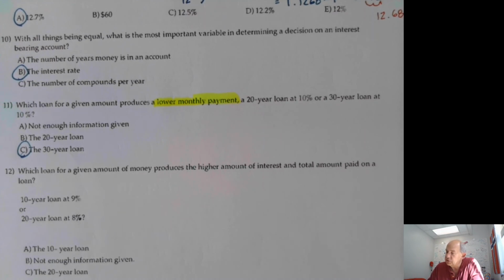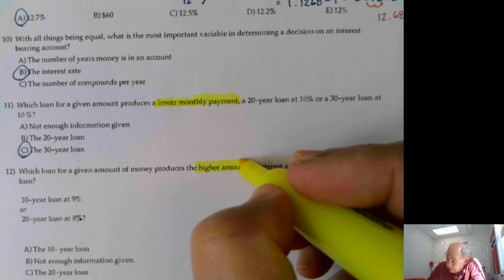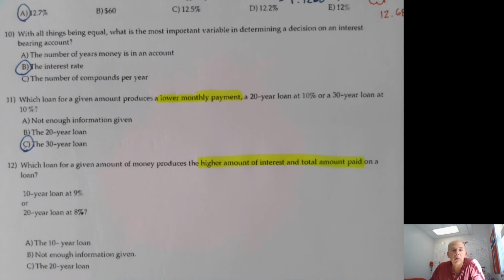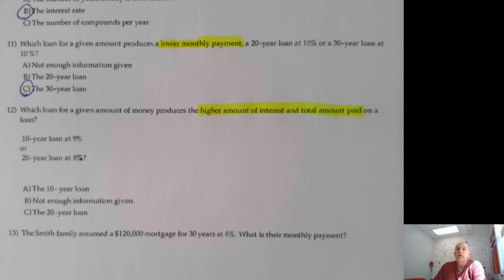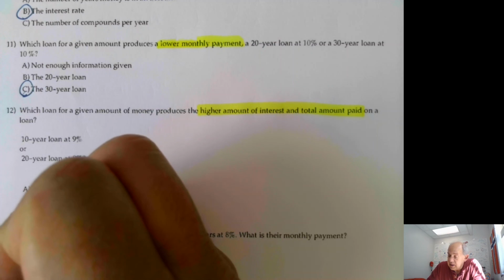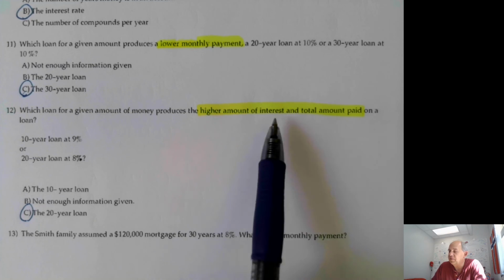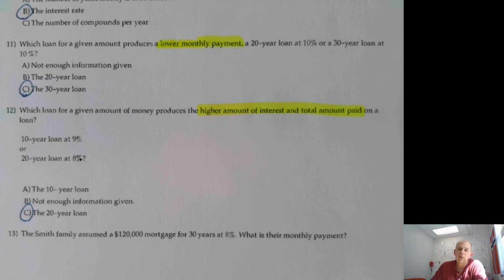Let's take a look at this one. Which produces a higher amount of interest and total amount paid, a 10-year loan or a 20-year loan? The higher amount you have to pay back on the loan, including the interest, is the longer loan. You're borrowing the money for a longer period of time. You're renting the money for a longer period of time. With a 20-year loan, you're going to have to pay a higher amount of interest back and a higher total amount.